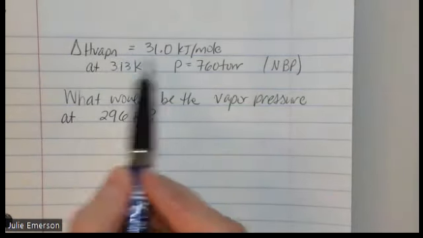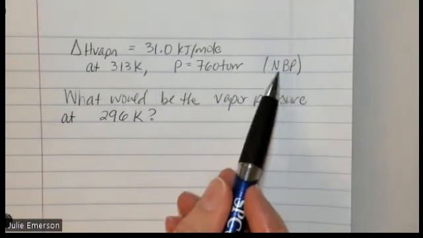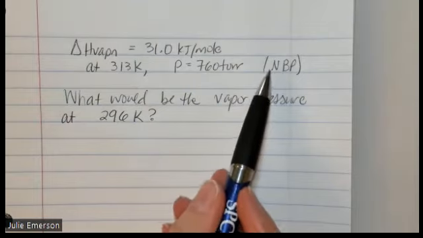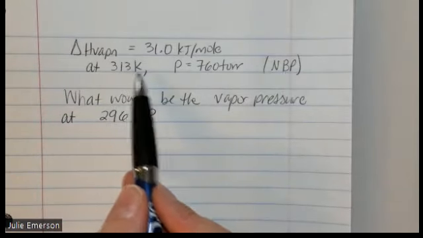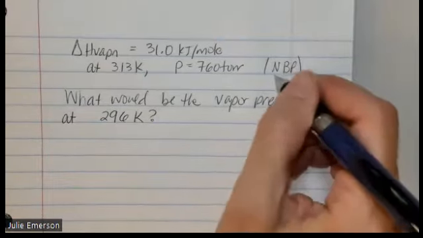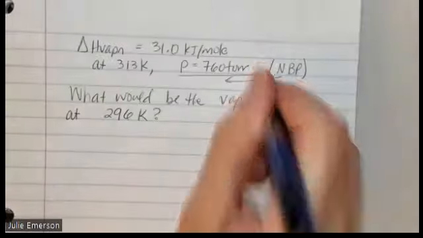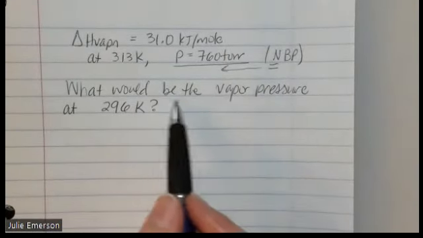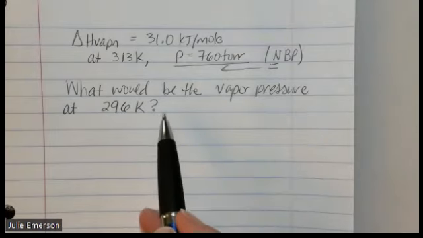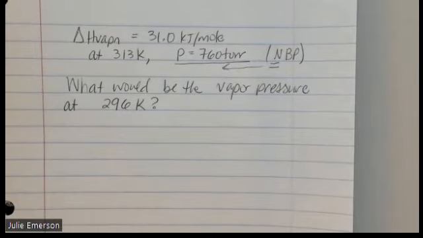So we have our heat of vaporization for the compound. We have our normal boiling point. Again, that's the way it could be coded. It could say, this is the normal boiling point, 313 Kelvin. When it says that it's the normal or standard boiling point, that tells you that your pressure for that temperature is 760 because that's standard. Question is, what would be the vapor pressure of this compound or substance if I'm only at 296 Kelvin, right?